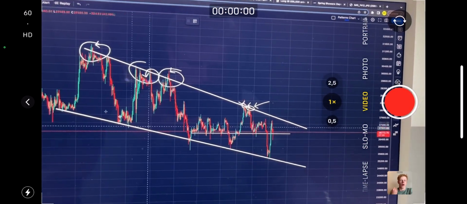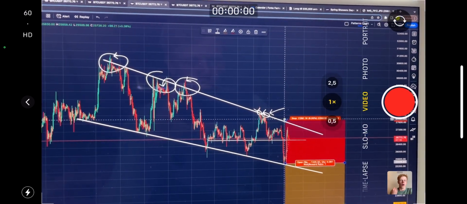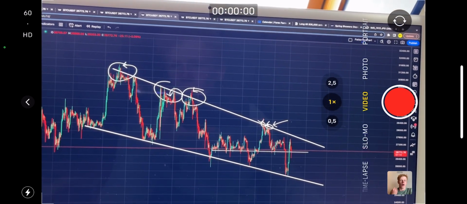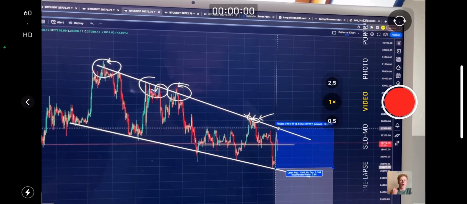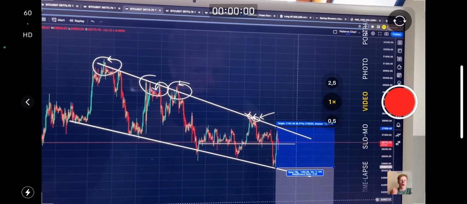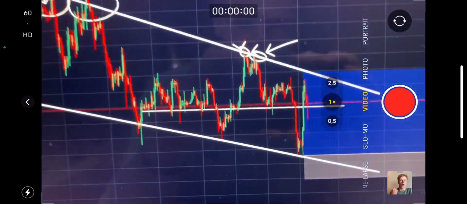And then we're now here. We can see this was previously a lot of support, of course. So what we're going to do is place a long position here. Let me quickly go for a long position. All you want to do is put your take profit around this level right here. Stop loss just under this line. And then you just want to wait for the retest.